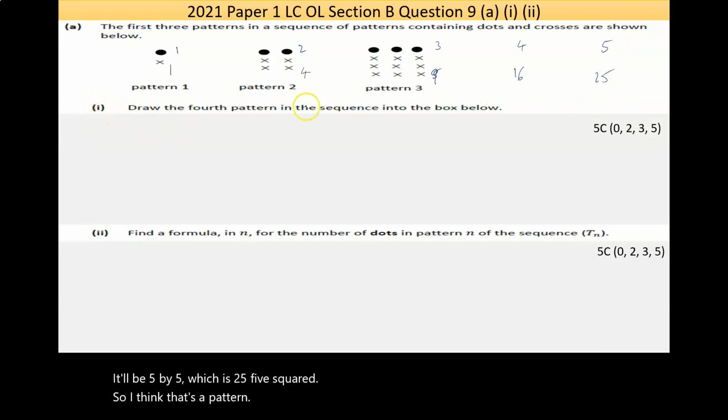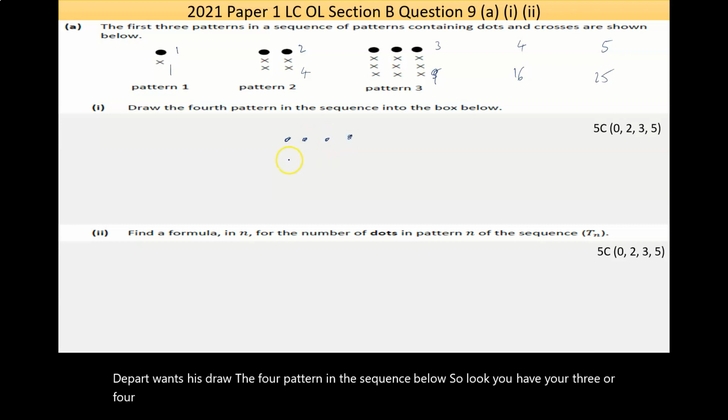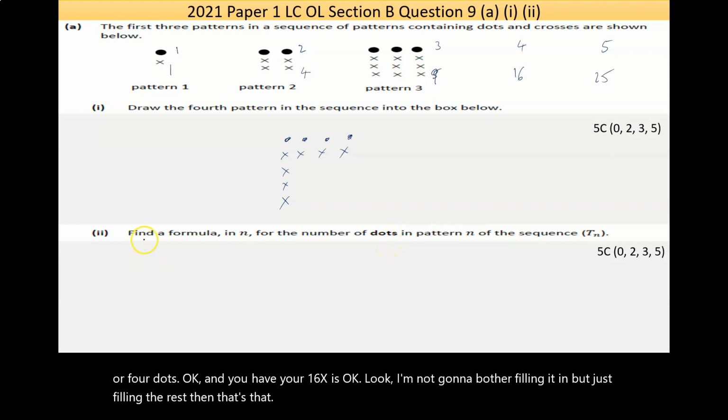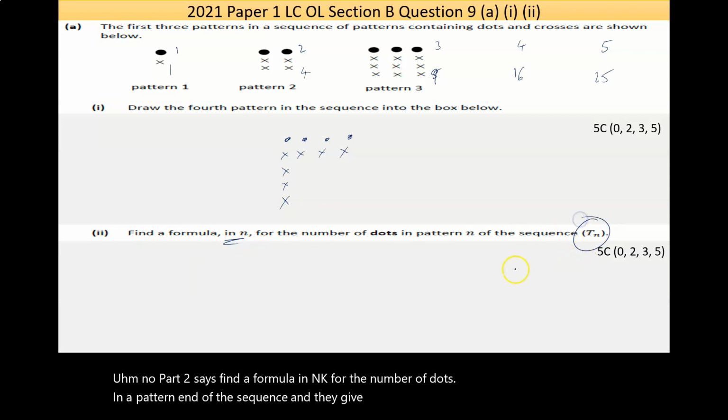Part 1 says draw the 4 pattern in the sequence below. So you have your 4 dots, and you have your 16 x's. I'm not even going to bother filling it in, but just fill in the rest of them. That's that. Now, part 2 says find a formula in n for the number of dots in pattern n of the sequence, and they give a hint, T of n.